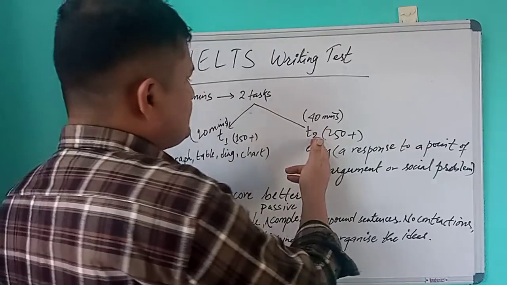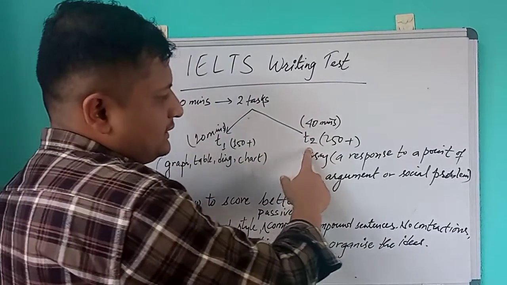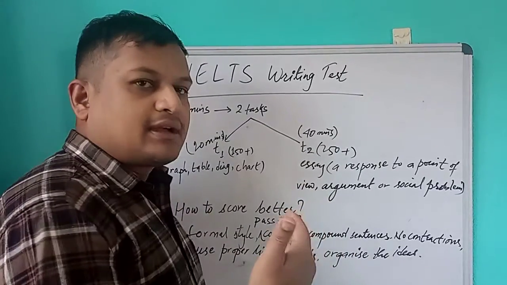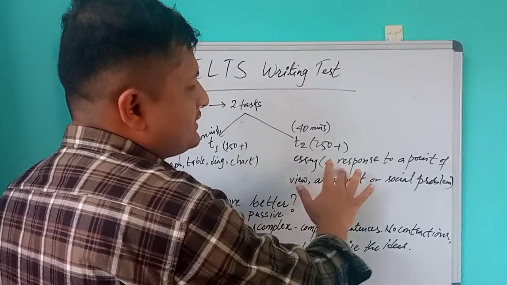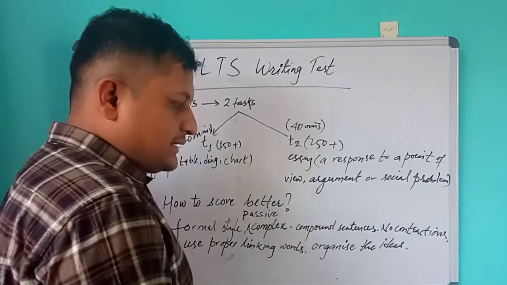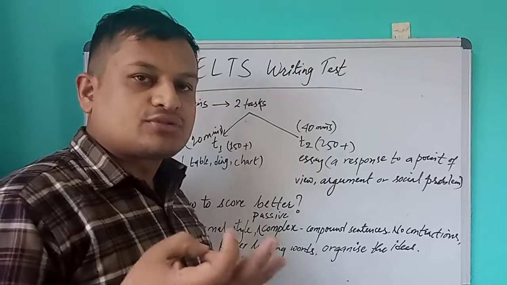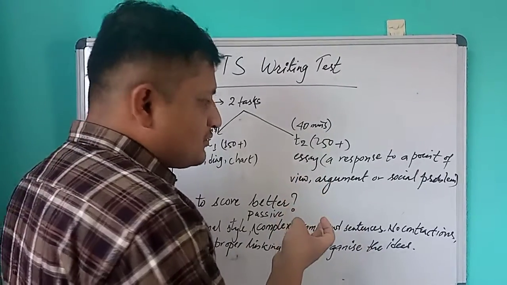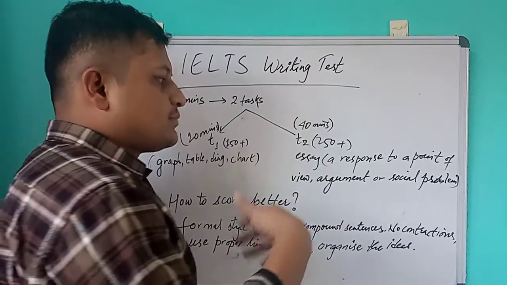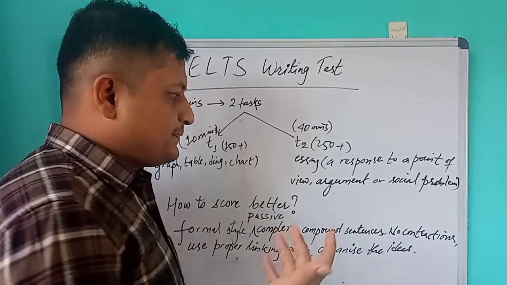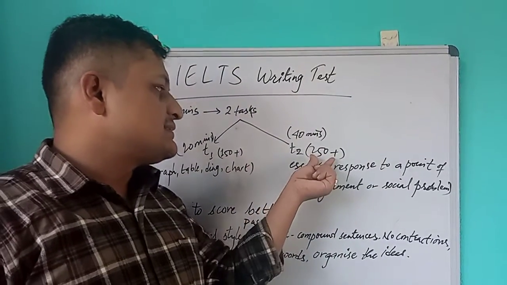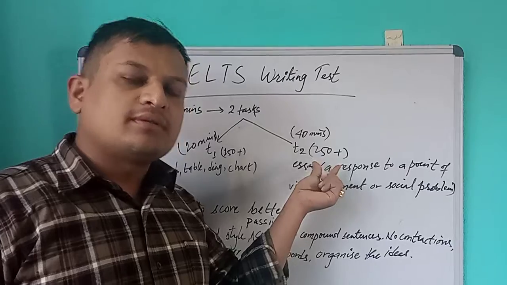So second task, T2. In T2 you have to write an essay, and you'll have to follow a guideline given. That will be a response to a point of view, argument or social problem. Either the question will talk about a social problem, or it will argue about something, or will give a point of view in which you have to show your response. You have to give your opinions on that particular topic. And the word limit is not less than 250 words.